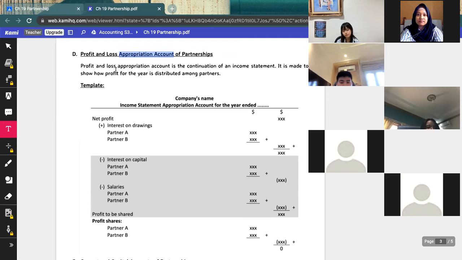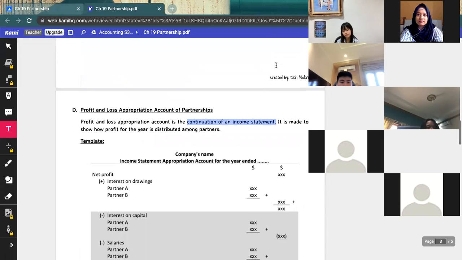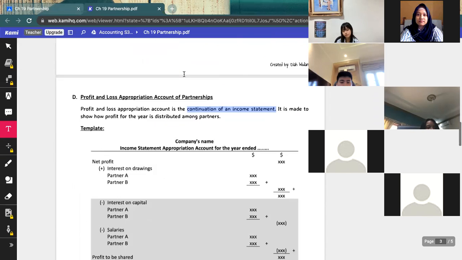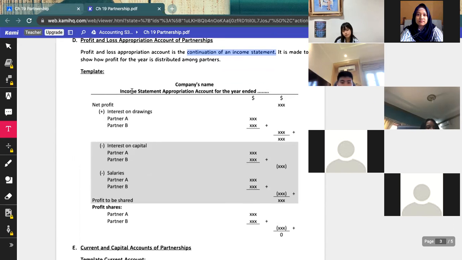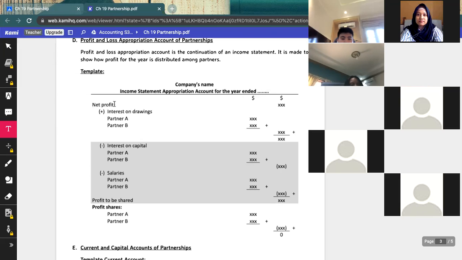Since the profit and loss appropriation account is the continuation of the income statement, and the result of the income statement is net profit, the template will be like this. The first is the company's name. The second one is the name of the statement, which is income statement, appropriation account for the year ended, blah, blah, blah. And then it will start with net profit, because in the income statement, the last result is net profit or loss. Yeah. So we will start with net profit over here.